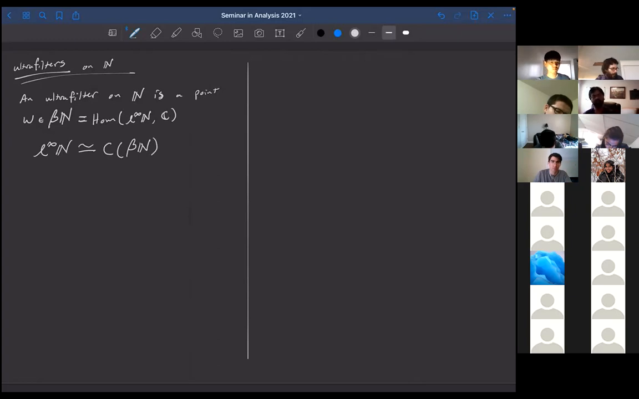So how I like to think about ultrafilters is that it's just some point in the spectrum of this space of continuous functions here. So what does that mean? That means whenever you have a continuous function on the natural numbers, so the natural numbers are discrete, that means any bounded function, then you have a continuous extension to this compact Hausdorff space, and so then you can evaluate it at this ultrafilter. Right, so what does this mean?